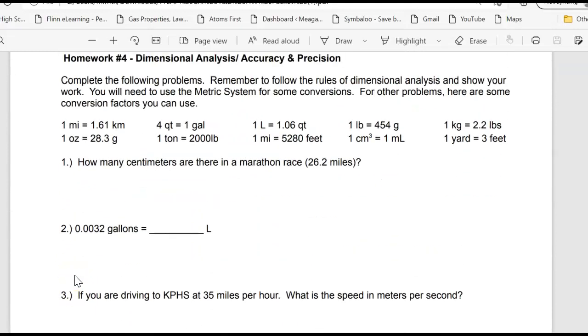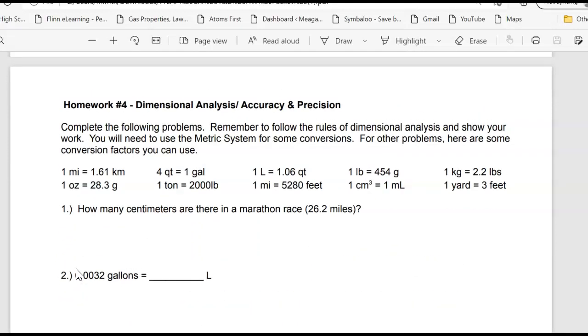So homework number 4 runs into dimensional analysis, and why this tends to be an issue is because we're looking at multi-step dimensional analysis, and that's harder because you're having to look at how to set up the problem, and so that tends to be a little bit of a challenge. And so let's look at a couple of examples here.